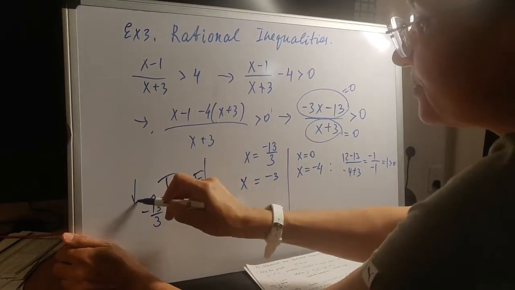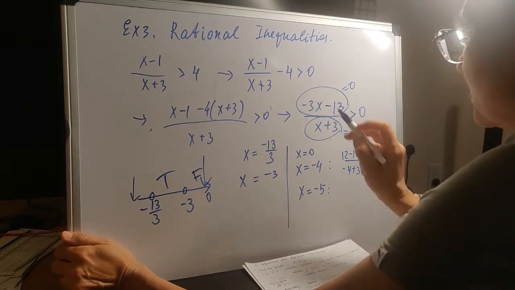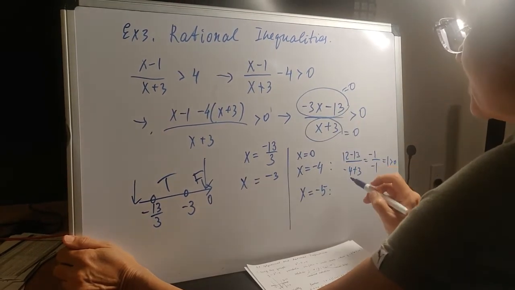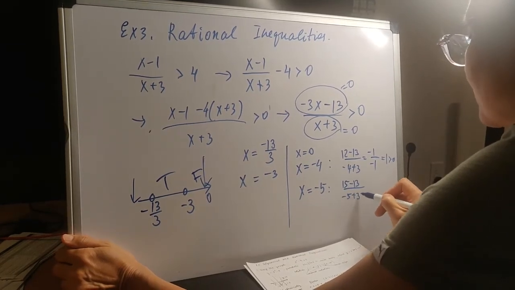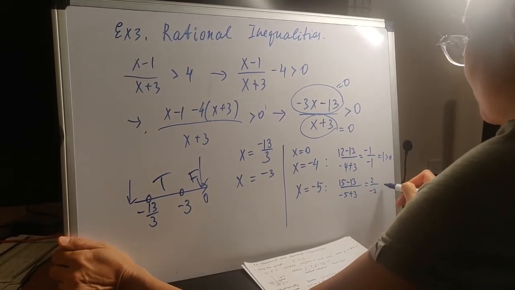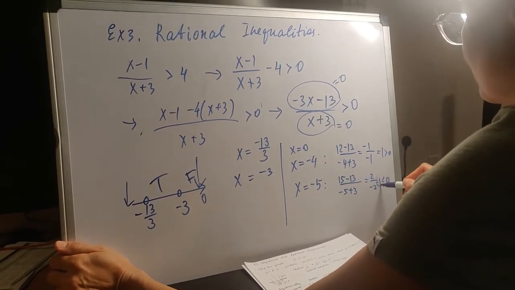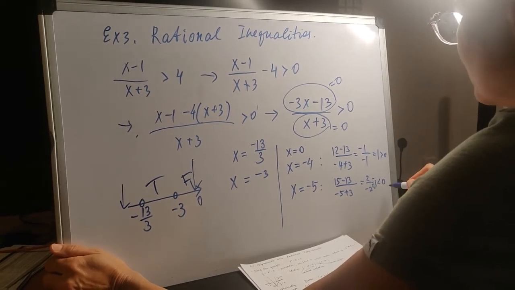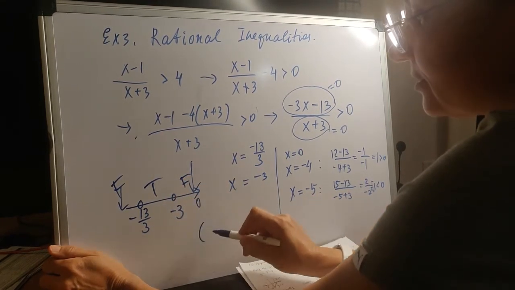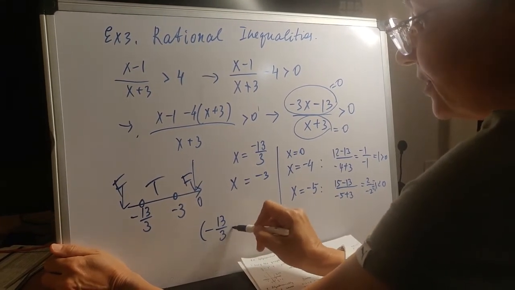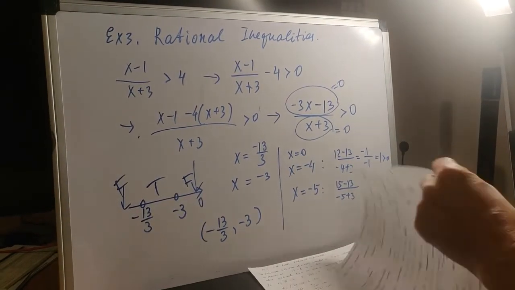And the last point, which sits over here, is going to be negative 5. X equals negative 5, well, just plug it in over here. Negative 5 times negative 3 is going to give me 15 minus 13, and minus 5 plus 3. So here 2 and here negative 2, which is negative 1, less than 0, so it doesn't fit, and I'm going to have false over here. So my actual answer is going to be the interval from negative 13/3 to negative 3. Okay, so that's going to be my final answer.